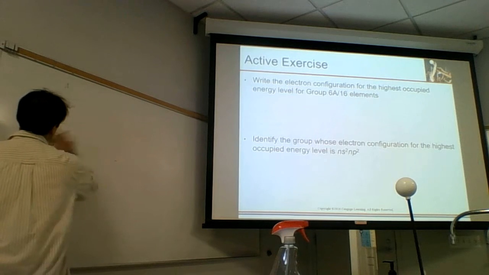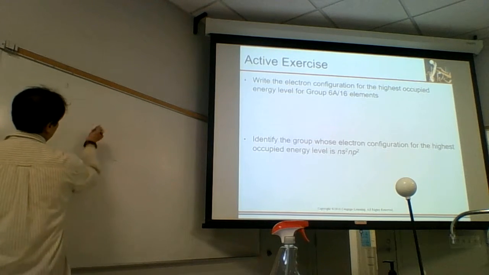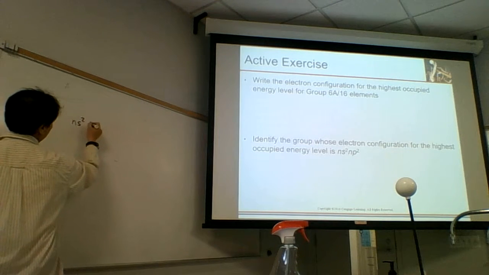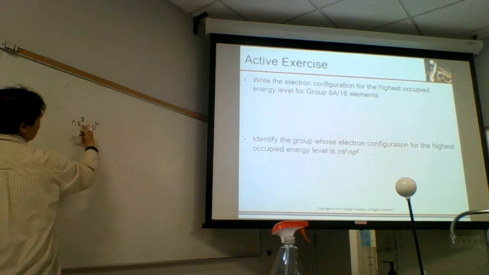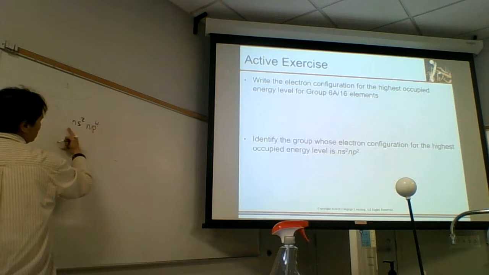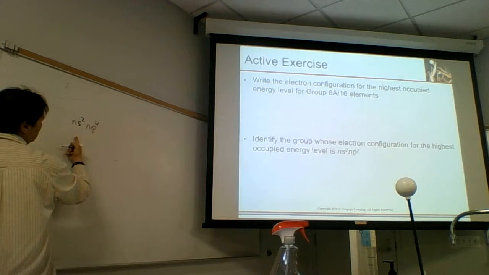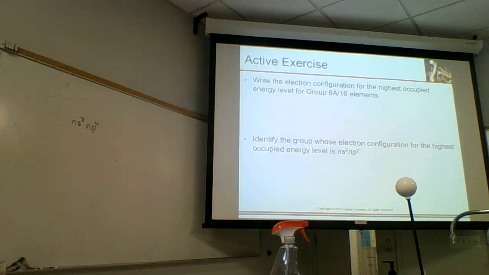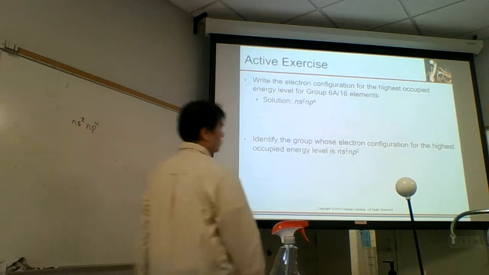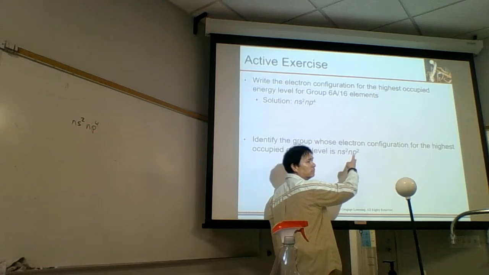What they're saying is group 6 will have the ns2 np4 electron configuration. This is group 6. There's 6 valence electrons here. So it depends on which shell you're in. That'll tell you what the n value is here. That's what they want for that particular problem. ns2 np4. Identify the group whose electron configuration for the highest occupied energy level is ns2 np2. So what group is that? Well, this should be easy. There's 4 valence electrons here, so this has got to be group 4.